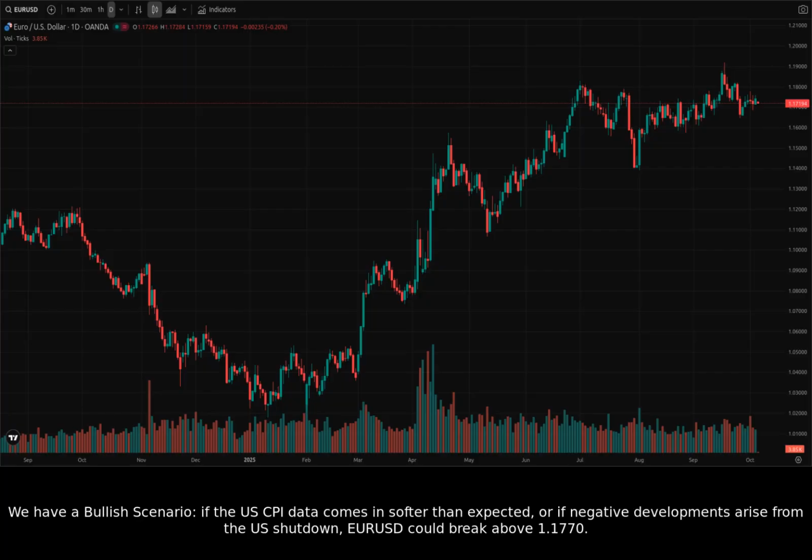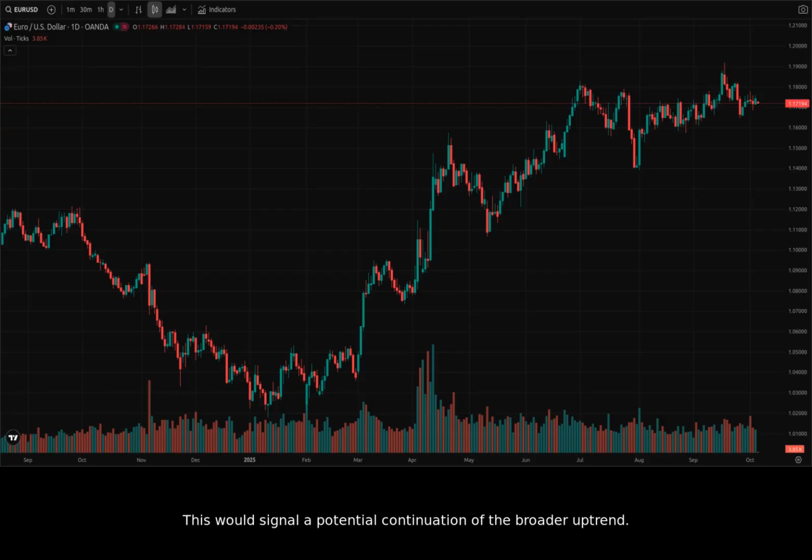We have a bullish scenario: if the US CPI data comes in softer than expected, or if negative developments arise from the US shutdown, EURUSD could break above 1.1770. This would signal a potential continuation of the broader uptrend. I would place the likelihood of this scenario at around 55% given the underlying strength this year.